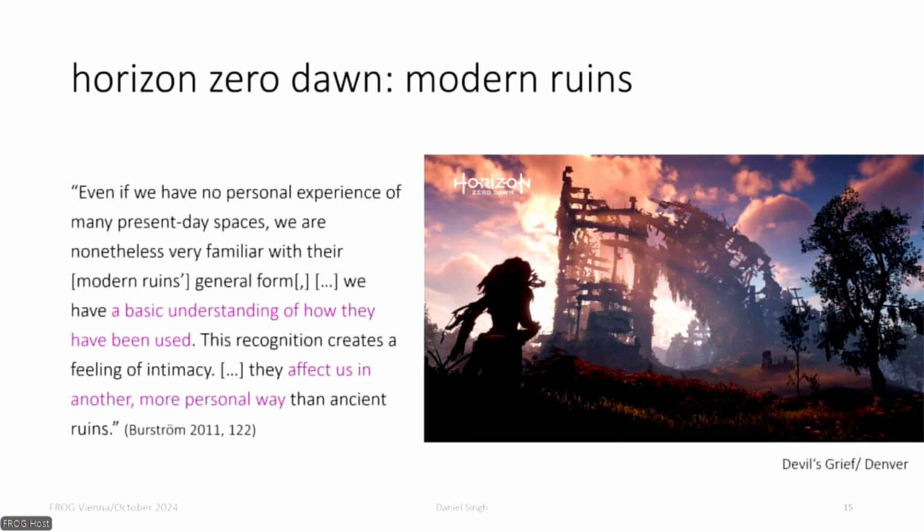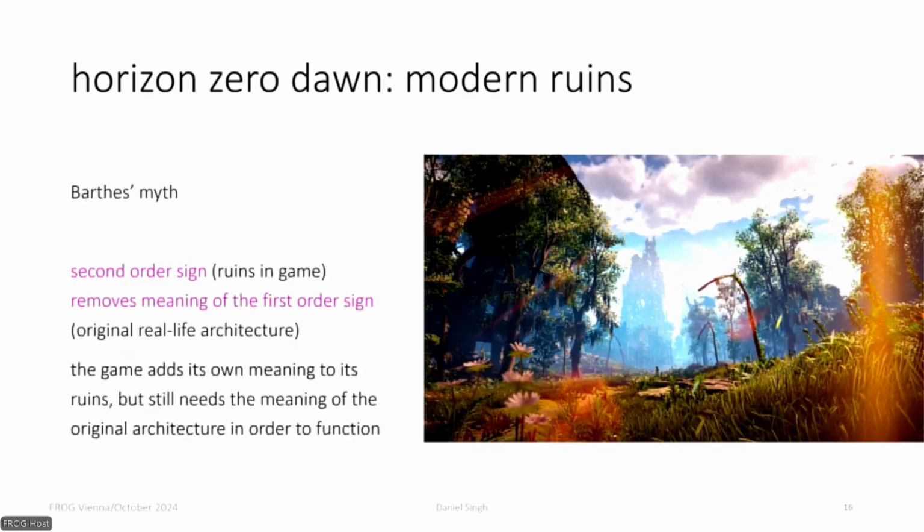This is another city you can find on the image, based on the city of Denver. So we have cities which are probably known at least to United States players. So there is also a very important way of recognizing these cities, and this is where Roland Barthes comes in. So we have the second order sign, which are the ruins in game.